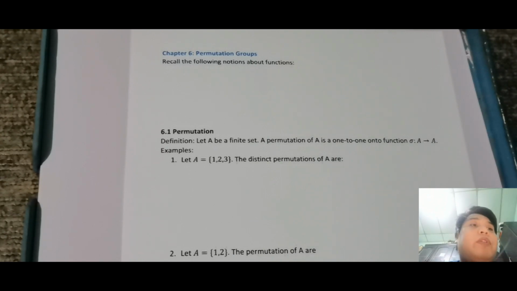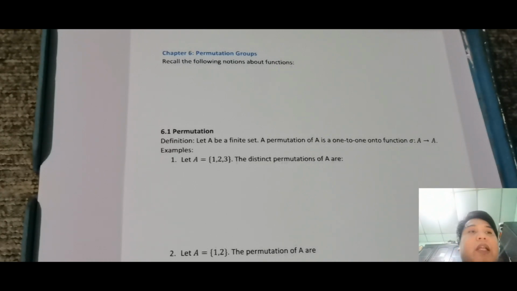So ito na yung chapter 6 sa ating abstract algebra. In this lesson or in this video, pag-uusapan natin yung introduction sa panibagong group. Again, hindi ko sinasabing abelian or non-abelian siya, depende yan sa ating ma-observe dito. Okay, so let us start. So we have the permutation group.